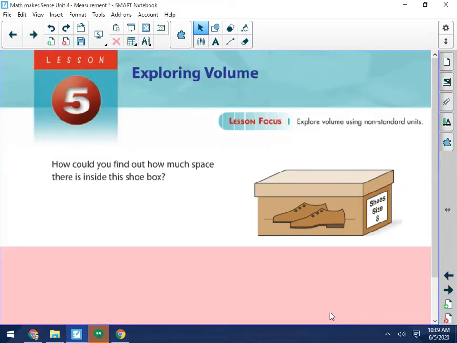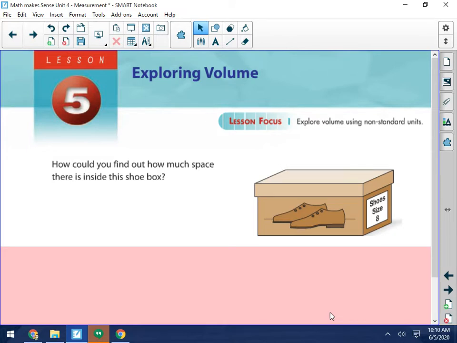Okay, boys and girls, today's lesson is going to switch from perimeter and area, and now we're going to focus on volume. So I'm going to start off by showing you some of the pages that we have in the textbook and talking a bit about what it means when we say volume.